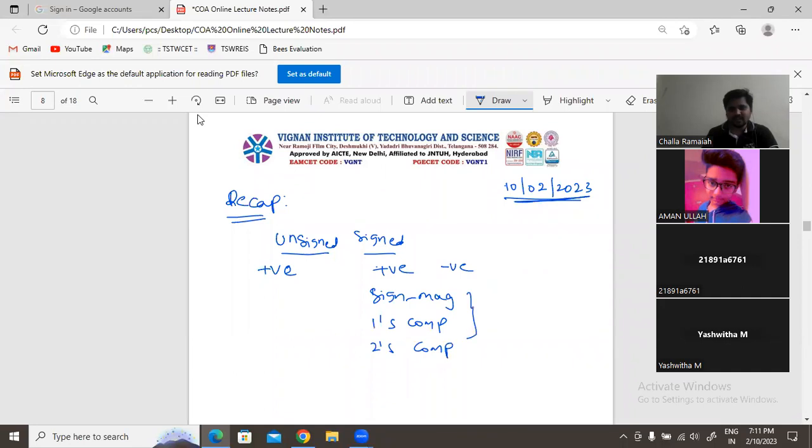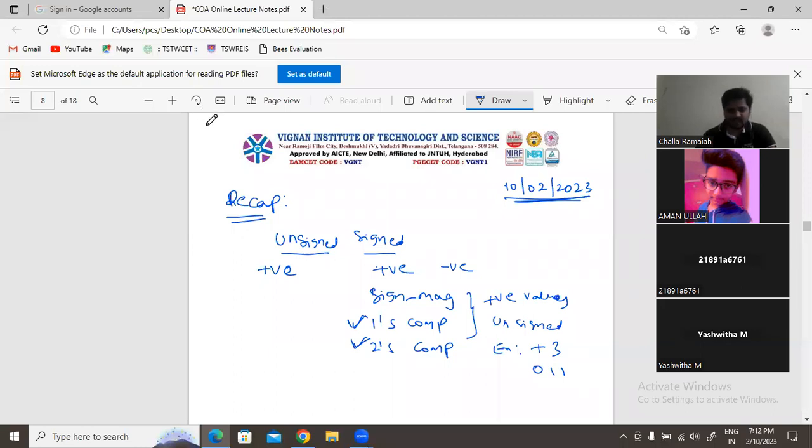In these three, all positive values use unsigned representation only, that is the sign magnitude representation. For example, to represent plus 3, the value is 0011, that's it. In one's complement, a positive value is unsigned only. In two's complement, a positive value is also unsigned only. But we use one's complement and two's complement especially for negative number representation. So by default, if the number is positive, we use the sign magnitude representation.